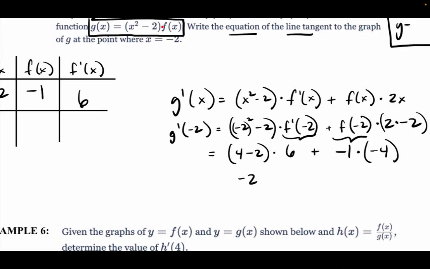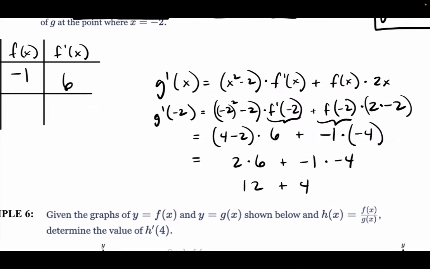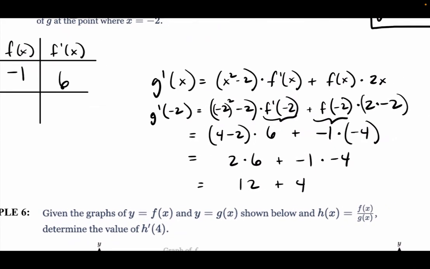So I get negative 2 times 6 plus negative 4 times negative 1. Negative 12 plus positive 4. Wait, did I do something wrong here? Yeah, that should be a positive too. It should be positive 2, right? Sorry. 4 minus 2 is 2. So it should be 16, yeah.